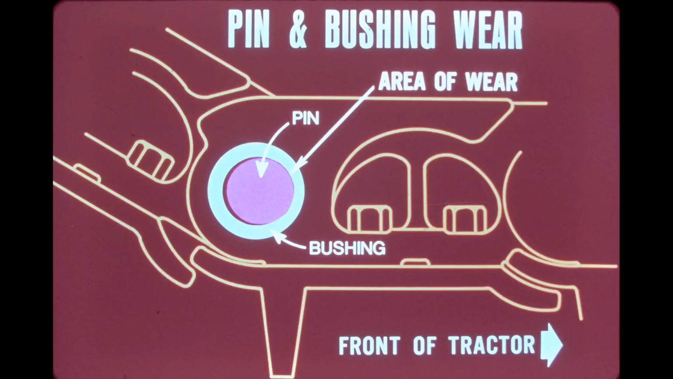A complete discussion of undercarriage wear could well be a program in itself. Here we will limit our discussion to the most common source of undercarriage wear, the wear between the pins and bushings in the track chain. When the tractor is moving, the pins are turning inside the bushings as the chain travels around the sprocket. An interesting point here is that internal pin and bushing wear occurs on only one side of these components.